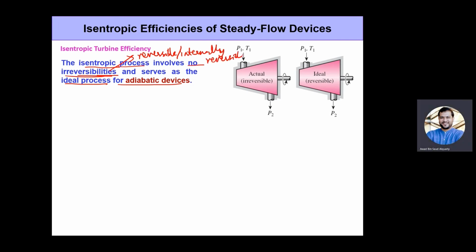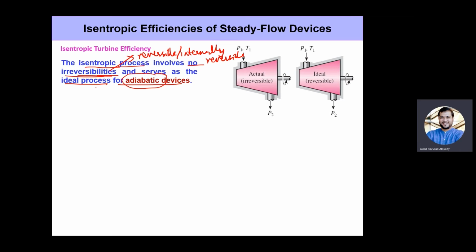And the second thing it needs to satisfy is that it needs to be adiabatic. So if you're dealing with any adiabatic device, you cannot automatically say that if it's adiabatic, it should be isentropic. No, adiabatic by itself does not mean isentropic. If you're having an adiabatic device already, then if the process is reversible or internally reversible, then you can say such a process is also isentropic, right?